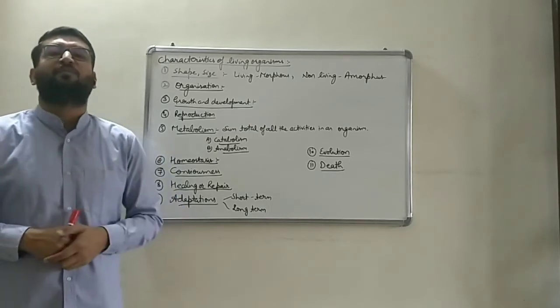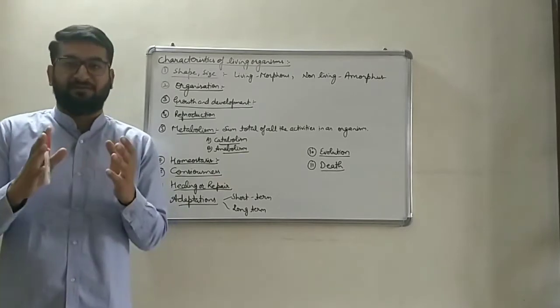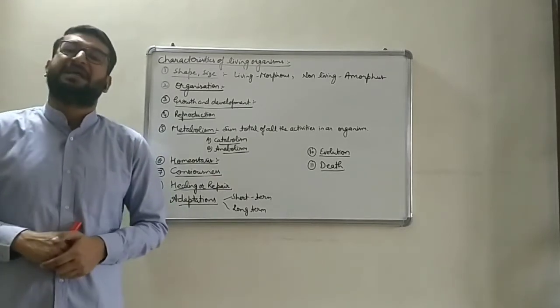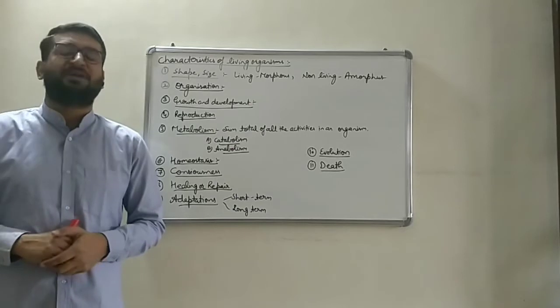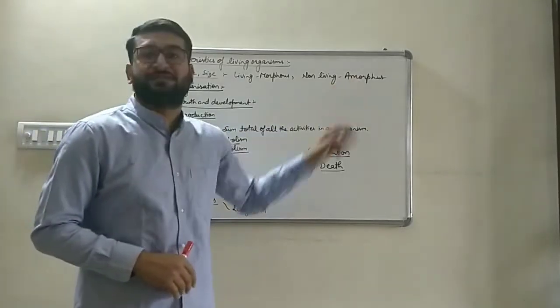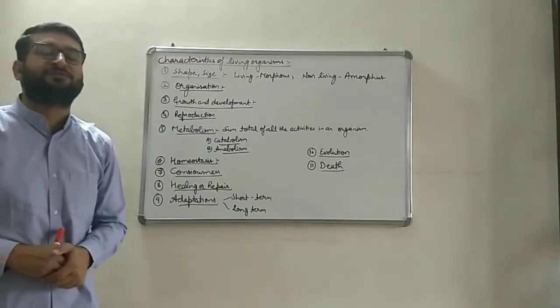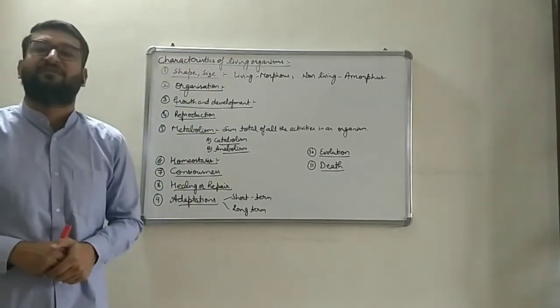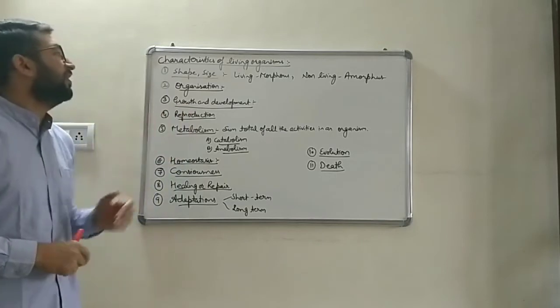Morphous word is taken from morphology, that means physical features, physical characters. Whereas non-living things do not have any definite shape or size. That is why they are referred to as amorphous. A means absent and morphous means morphology, that is physical form. Next is organization.